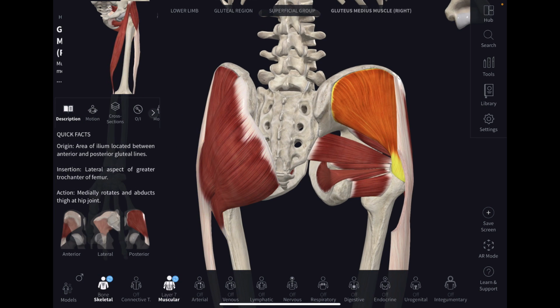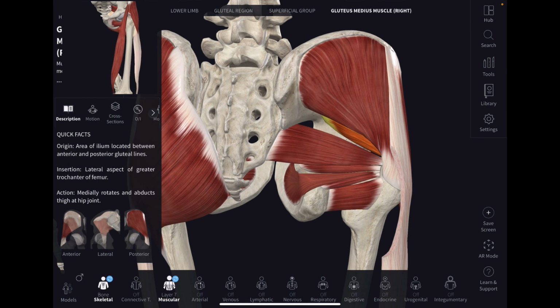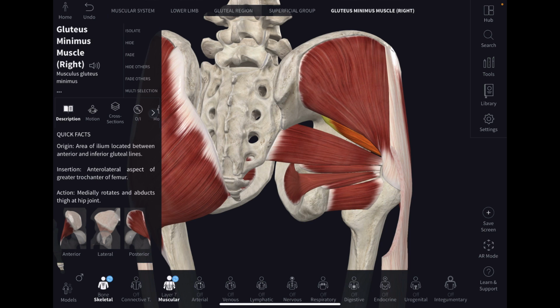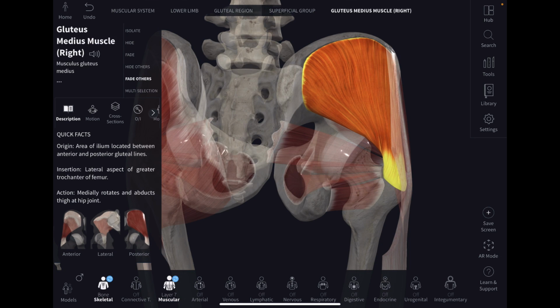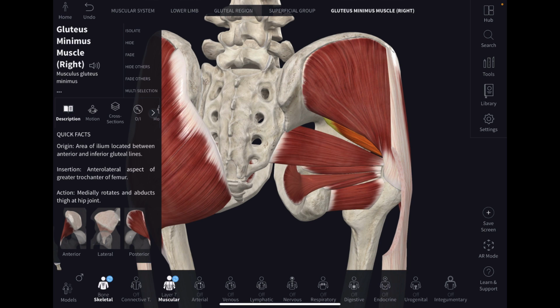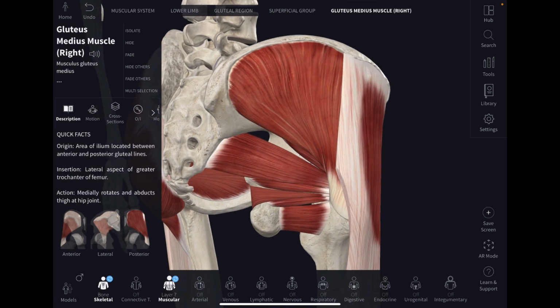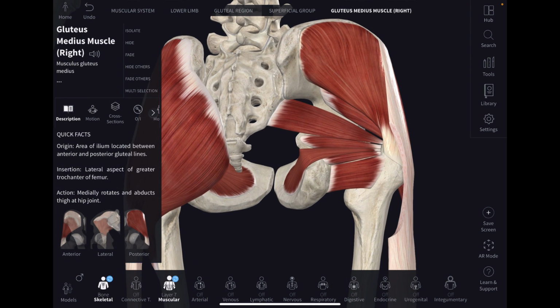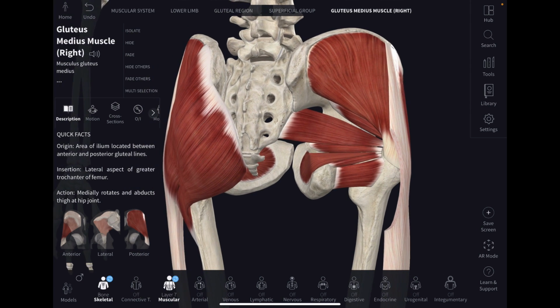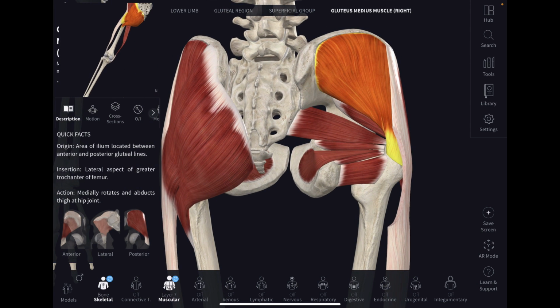The gluteus medius and gluteus minimus both attach on the outer surface of the ilium and insert onto the greater trochanter of the femur. Their actions are hip abduction and medial rotation.